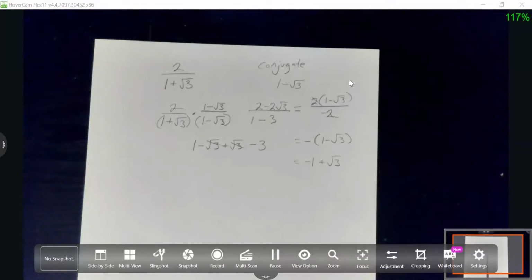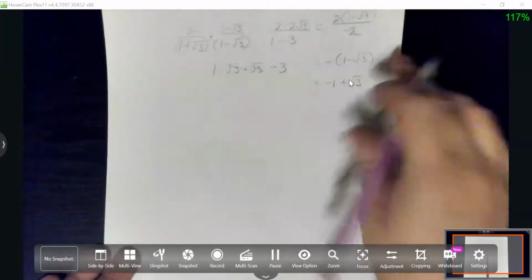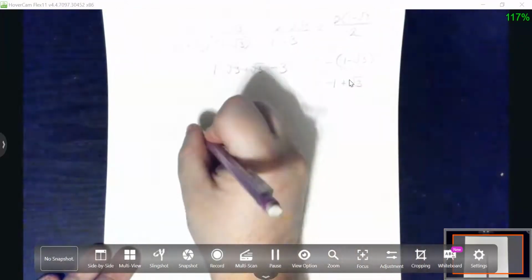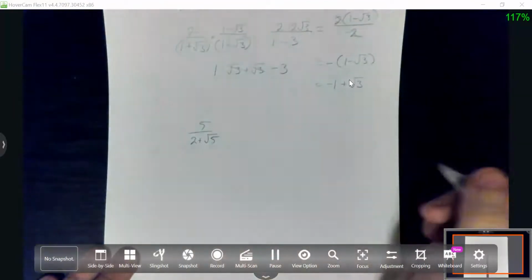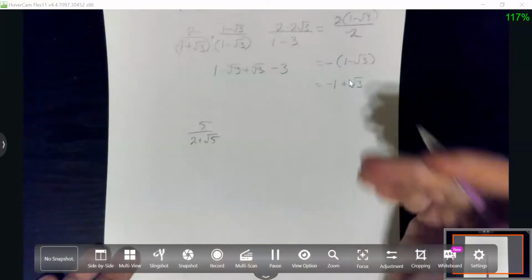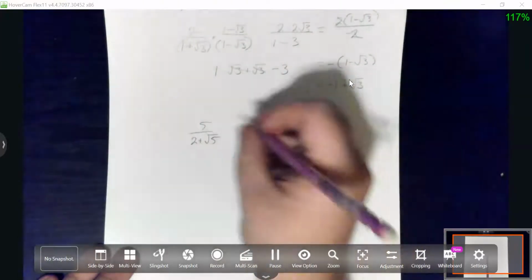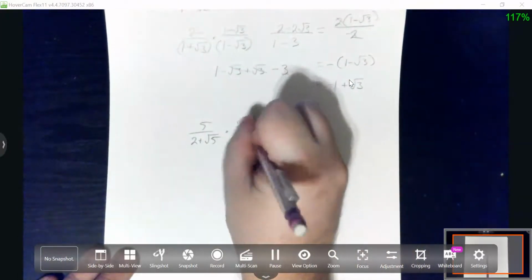Let's do 1 or 2 more examples of these just to bring it back in case your teachers didn't talk about it before. So a new example, let's say we have 5 over 2 plus square root of 5. We want to get rid of it. So our step is to multiply by the conjugate. The conjugate's always the same thing that's there, just the opposite sign. So I multiply it top and bottom by 2 minus root 5.